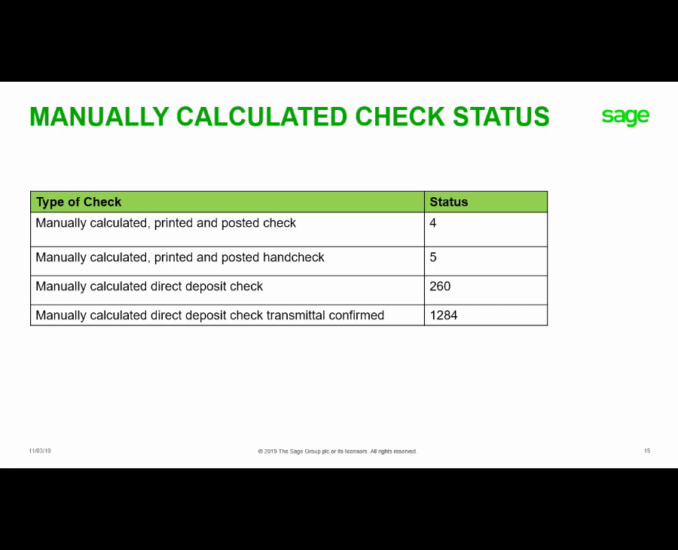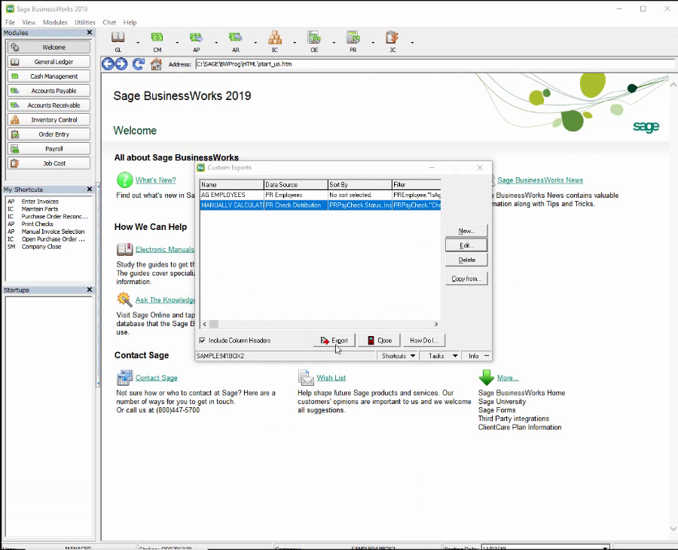The status of 4 means that that was a manually calculated, printed, and posted check. A status of 5 was manually calculated, printed, and posted as a hand check. A 260 means it was a manually calculated direct deposit check, and the 1284 was also a manually calculated direct deposit check that's been transmitted. So with this information, we're going to go ahead and select Export and see if we can get a status of a 4, 5, 260, or 1284.